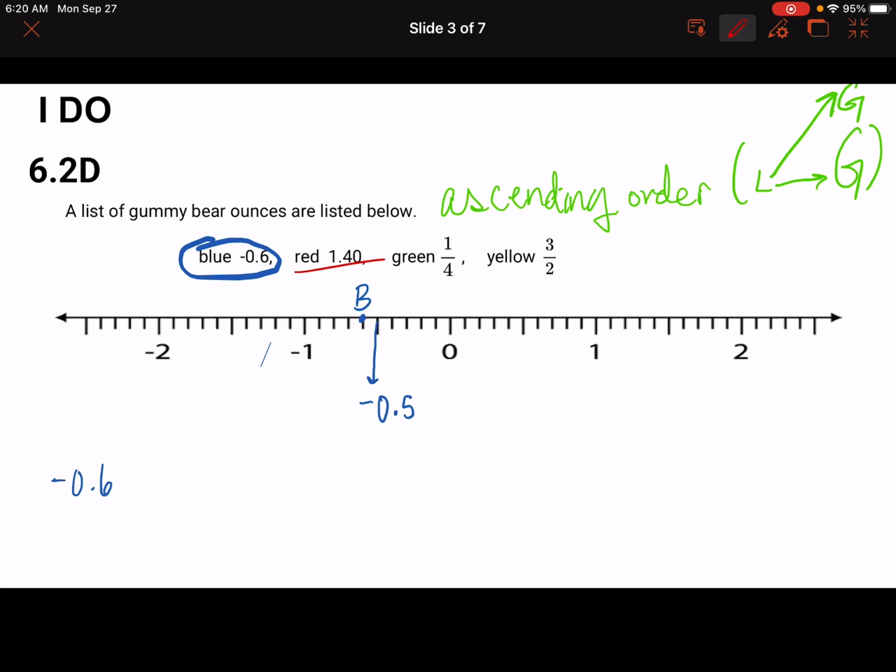Next one, I've got red gummy bear for 1 and 4/10. This is 1.5. So 1 below will be 1 and 4/10, red. Green is my benchmark fraction. I should know off the bat that it's 25/100. If I don't, I can divide it out.